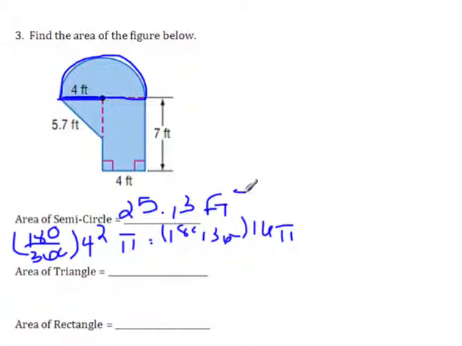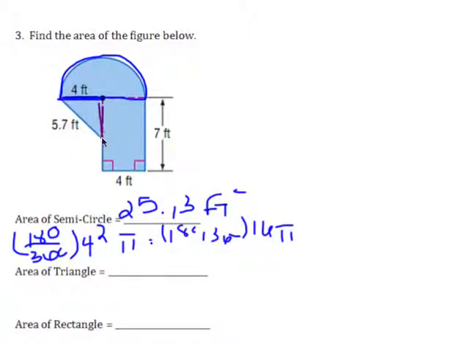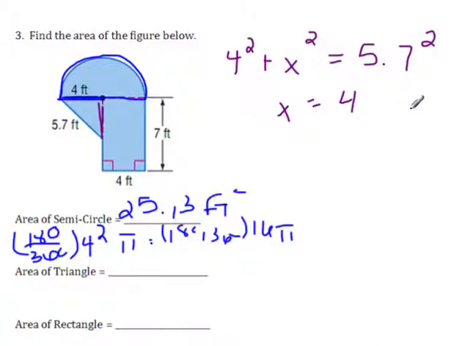Okay, so now when we talk about the area of the triangle, we can't just assume that this side is 4 because it looks like it's the same length as the other one. What we actually have to do to get that side length is the Pythagorean theorem. So we have 4 squared plus, I'm going to call that height, x squared, is equal to 5.7 squared. I'm assuming that you guys can use the Pythagorean theorem just fine on your own. When you solve for x, you end up getting 4.06. If that's not true, maybe you're struggling with the Pythagorean theorem, please come talk to me so I can help you with that.